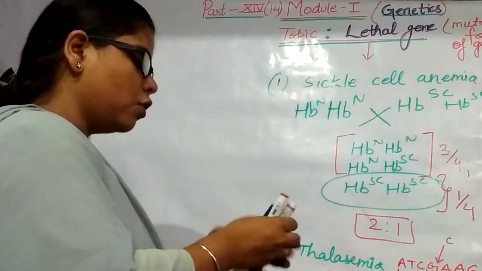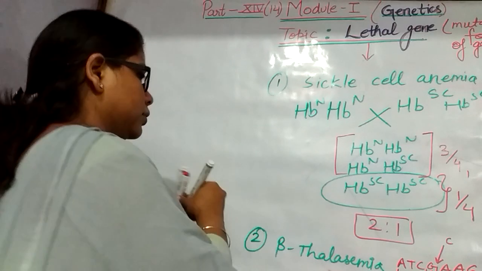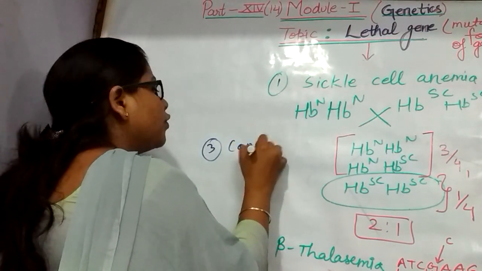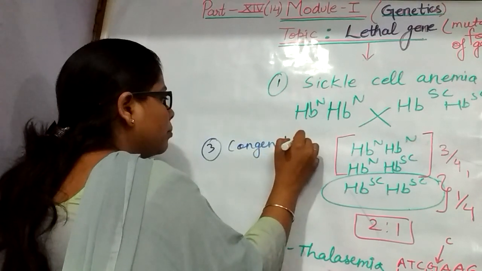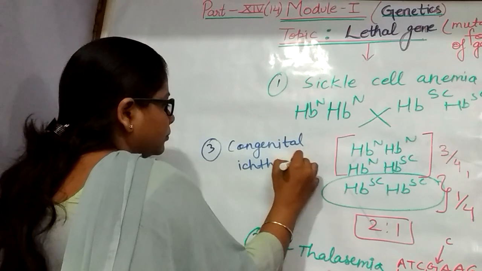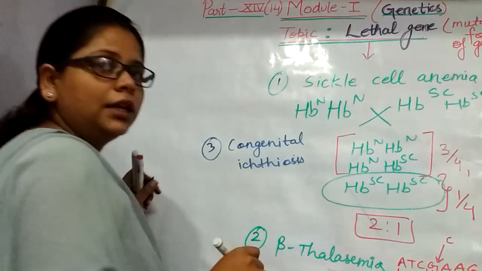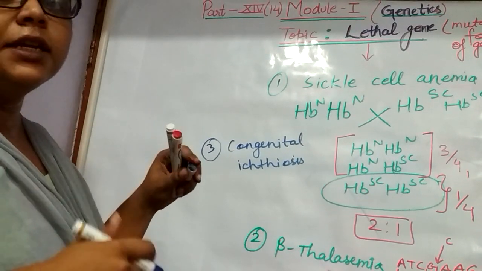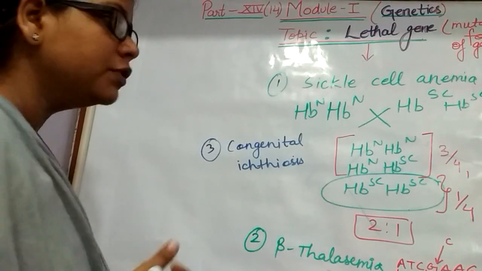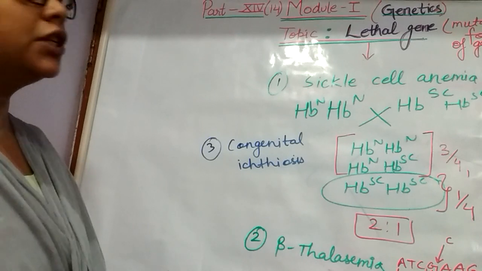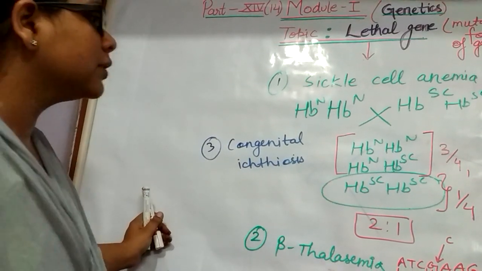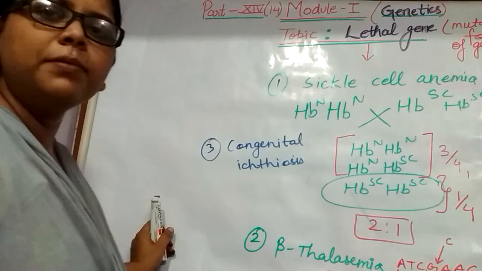Next example is congenital ichthyosis. Third one is congenital, that is from birth. Congenital means from birth. Ichthyosis. In this, what happens? Skin deeper grooves are there. Chance of infection increases because it is recessive lethal also. So next one is leaf color in a snapdragon.